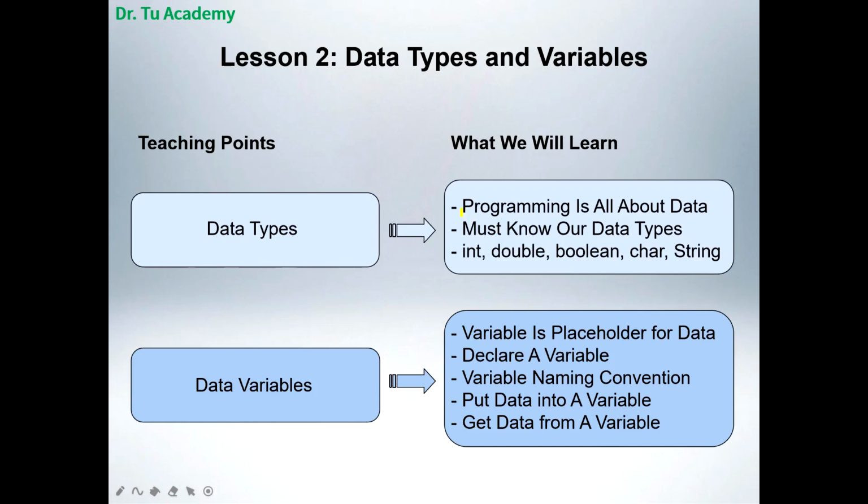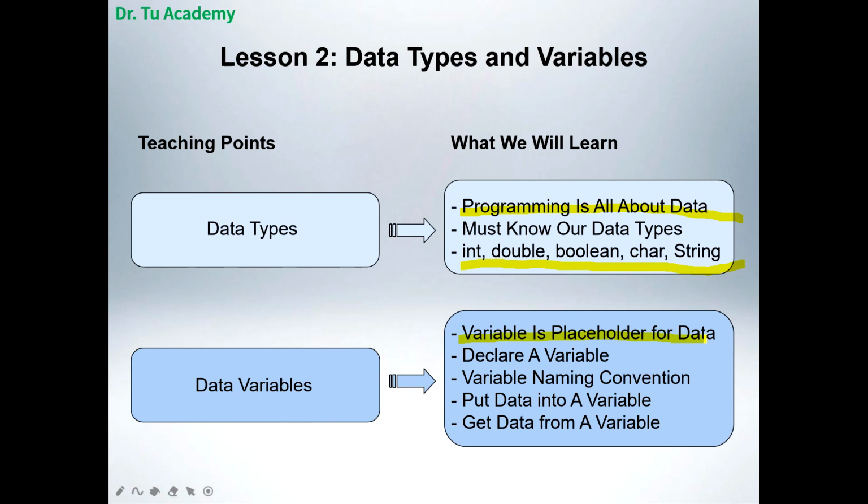Programming is all about data. I've been doing programming for over 20 years, and most of my programming work was dealing with different types of data. Here are the common data types. Integer, int. Double is a double-precision floating point. Boolean has only two values, either true or false. Char is for a single character. String is a string of characters.